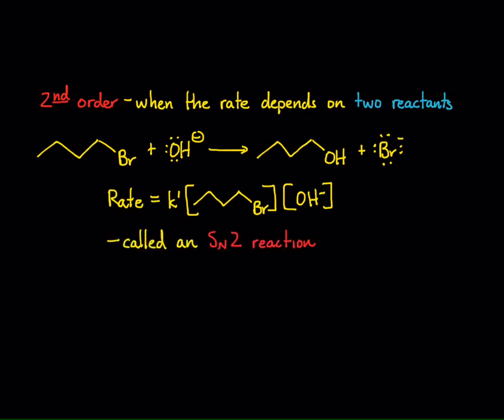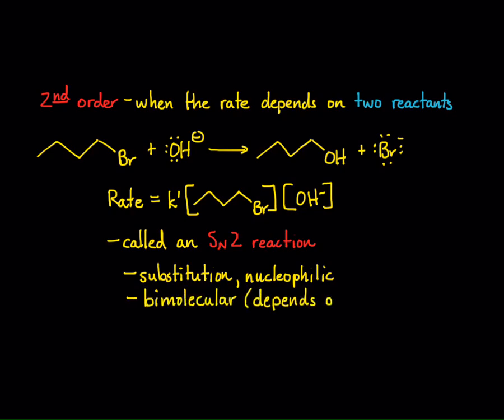Now, when you have a rate that depends on the concentration of two reactants, it's called an SN2 reaction. SN2, why? It's a substitution reaction. It's still a nucleophile reacting with the alkyl halide, but this time it's what we call bimolecular, which simply means that the rate depends on two molecules instead of one. So here the rate depends on the alkyl halide and it depends on the nucleophile. All right, that's a lot to wrap your head around, the difference between thermodynamics, equilibrium, and kinetics, the rate of the reaction.